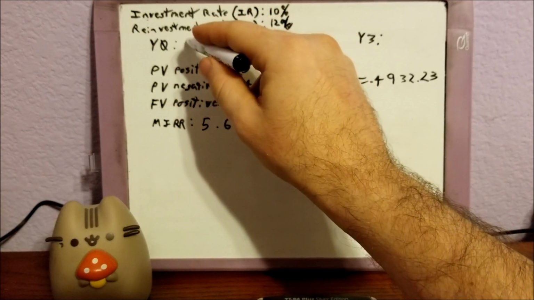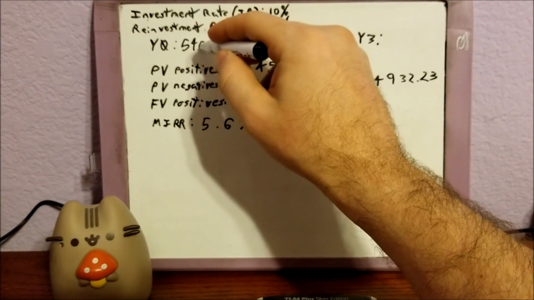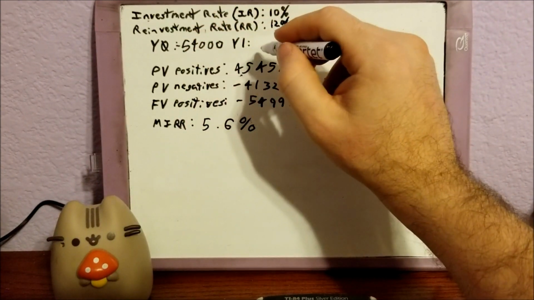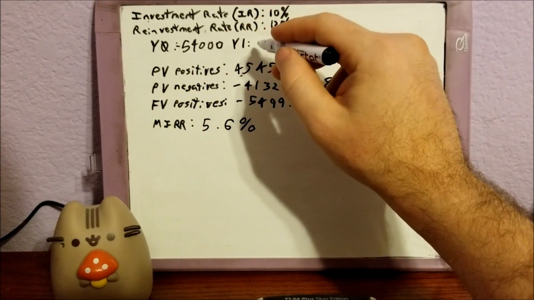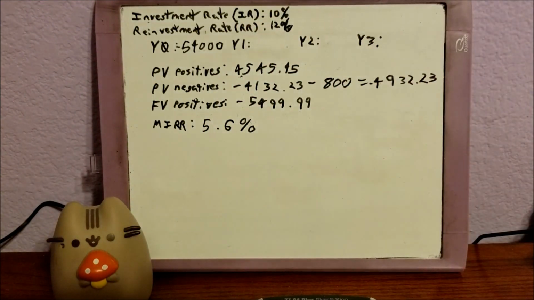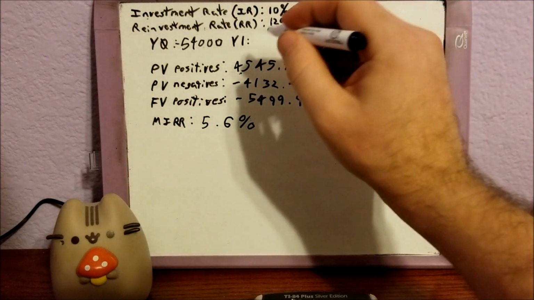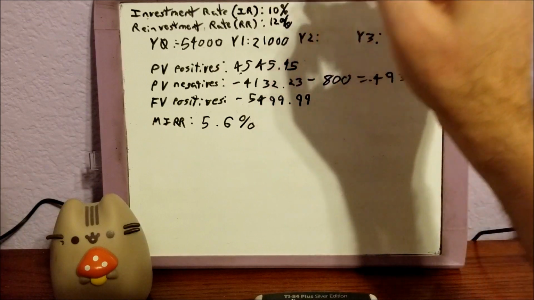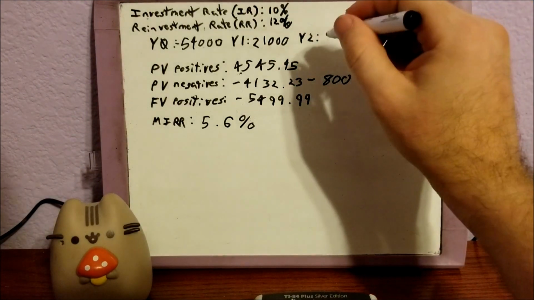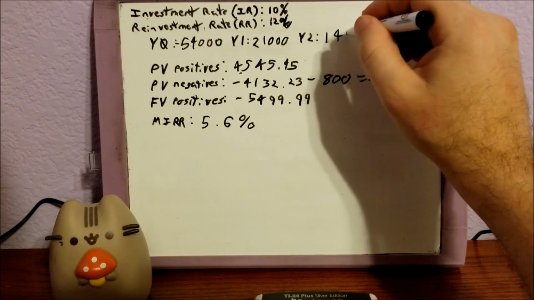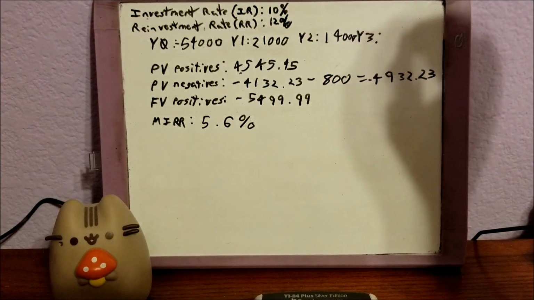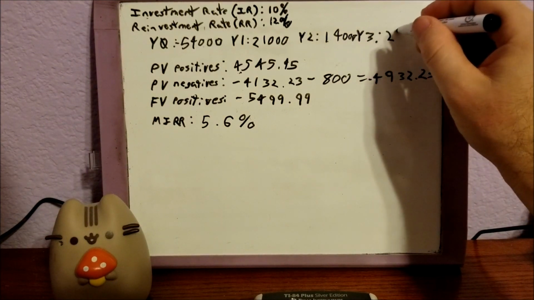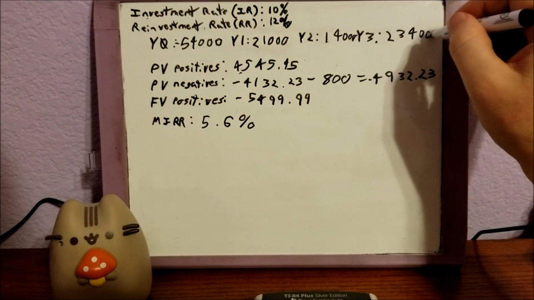Okay, year 0 is going to be 54,000. Year 1, 21,000. Year 2 is going to be 14,000. And year 3 is going to be 23,400. Okay.